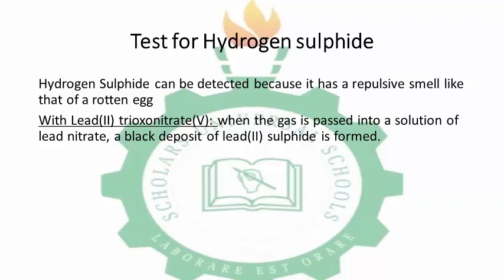Now, how do we test for hydrogen sulfide in the lab? We can test for hydrogen sulfide using its smell, because it gives a repulsive smell like that of a rotten egg. And also with lead 2 trioxonitrate 5. The test for hydrogen sulfide using lead 2 trioxonitrate 5 is the same thing we discussed under the reaction of hydrogen sulfide as a precipitating agent. When the gas is passed into a solution of lead nitrate, a black deposit of lead 2 sulfide is formed. I've said this before.